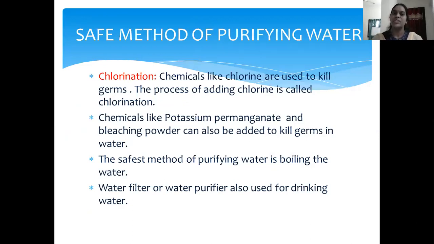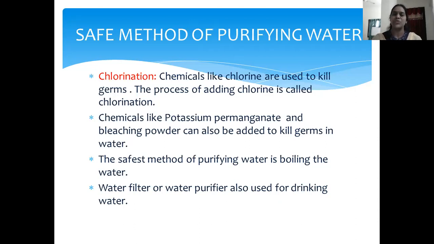The process of adding chlorine is called chlorination, and chlorination is used to purify large quantities of water, like tanks and all. You can use this chlorination method. If you add this chemical, chlorine, to the water, it will kill the germs. And next, you can use chemicals like potassium permanganate and bleaching powder. If you add them to the water, they can also kill the germs.